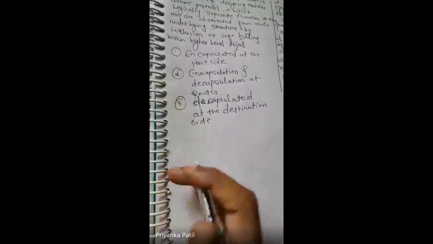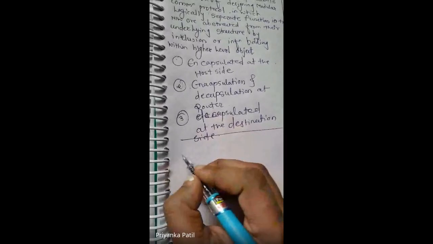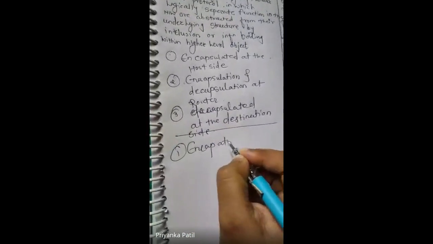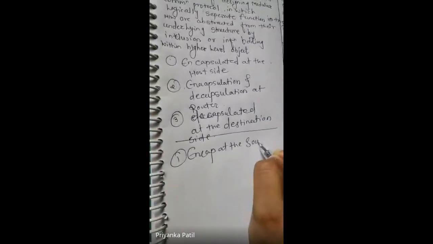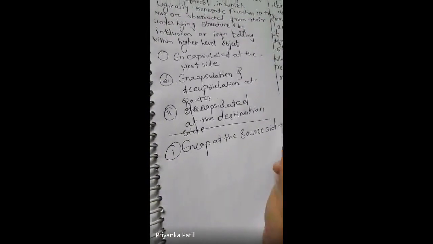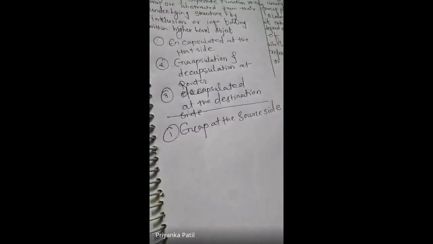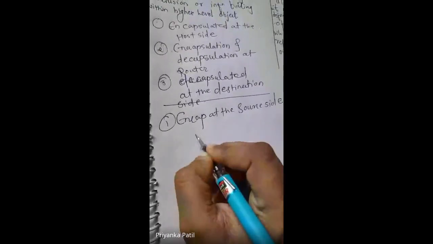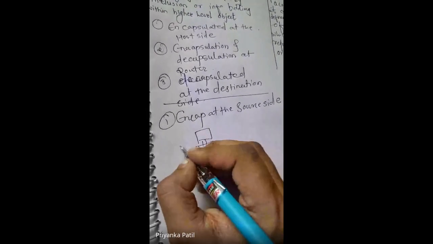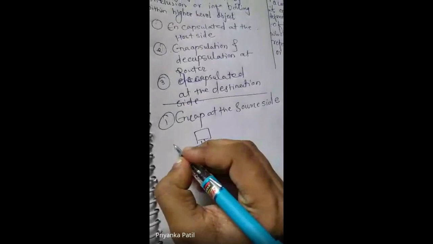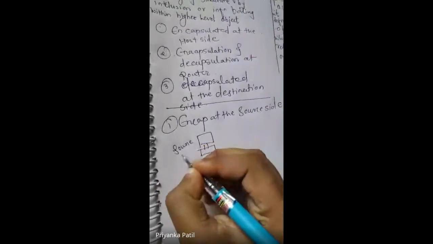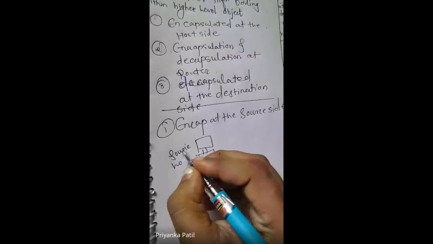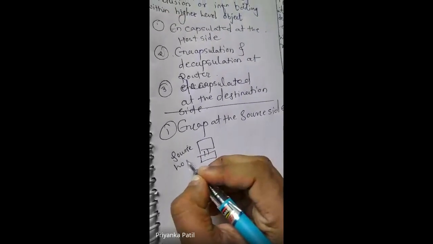So first we discuss the data being encapsulated at the source side. Basically, the diagram shows the process of encapsulation at the host side. So we need a host through which we encapsulate the data. This is the source system.